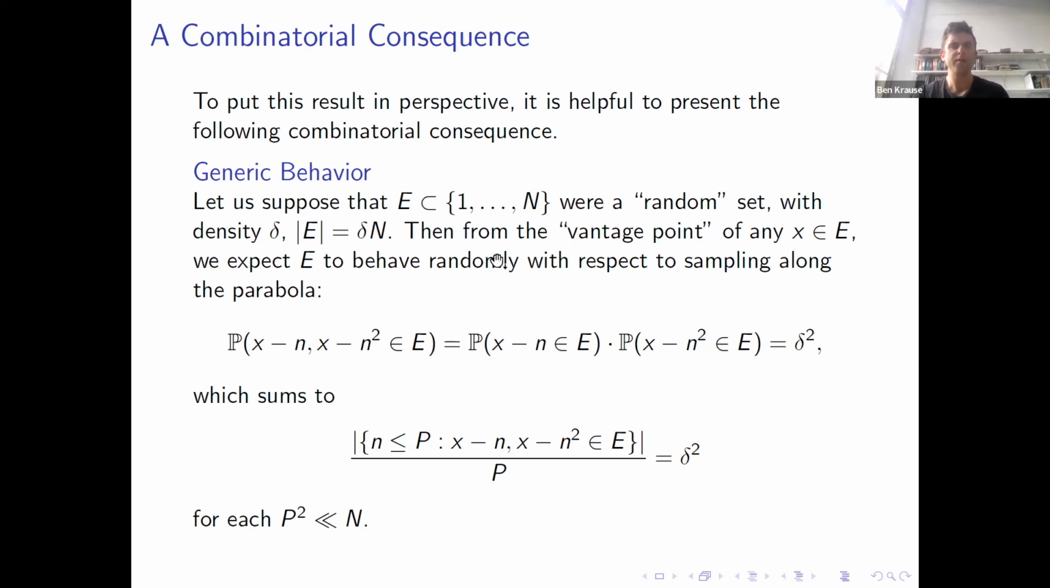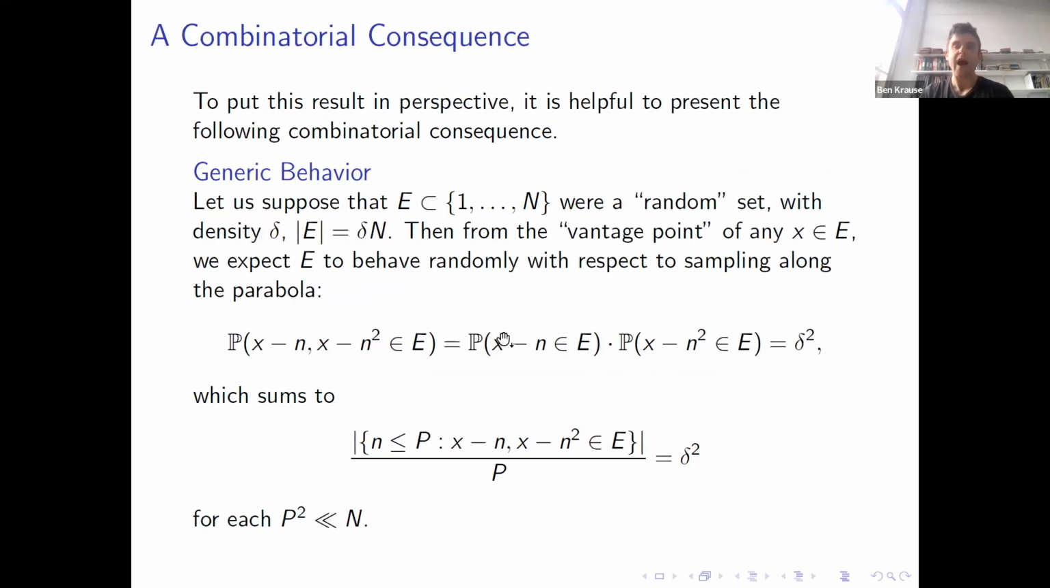So if we really imagine that we had full randomness, then from any vantage point x in E, you sort of expect E to behave randomly with respect to sampling along the parabola, in the sense that the probability that x minus n and x minus n squared are both simultaneously in your set E is given by the product of the probabilities, which in this case is delta times delta.